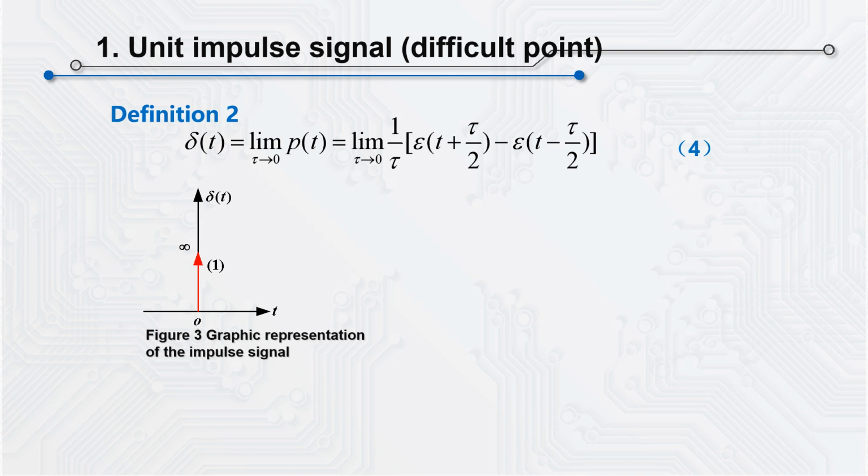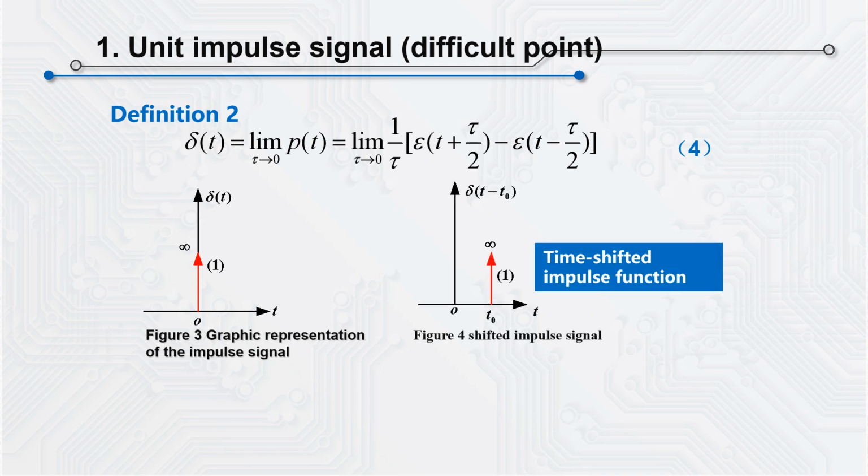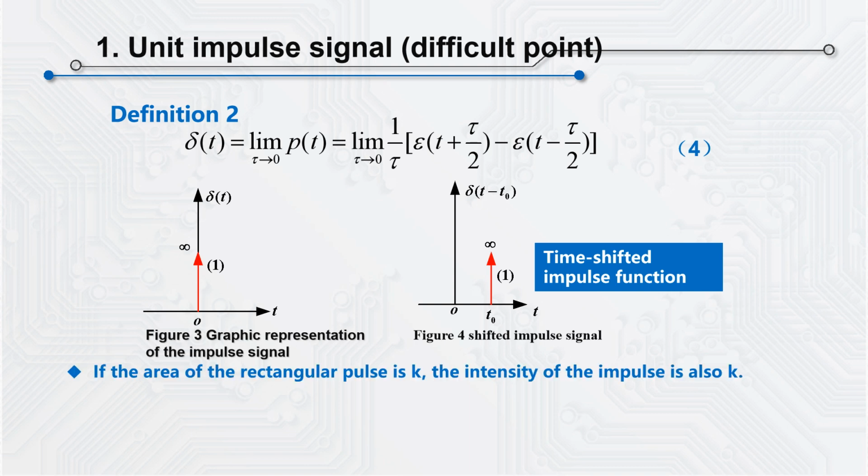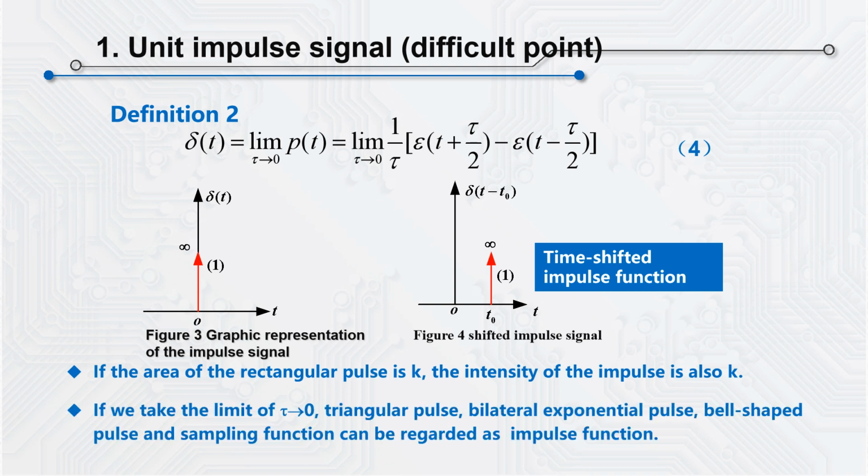In order to show that at this point the function value is approaching infinity, sometimes there is an infinity symbol marked beside the arrow. According to the characteristic of signal shift, delta t minus t0 can be expressed by Figure 4. If the area of the rectangular pulse is k, the intensity of the impulse is also k. In practical engineering, if we take the limit of tau goes to 0, triangular pulse, bilateral exponential pulse, bell-shaped pulse, and the sampling function can be regarded as impulse functions.